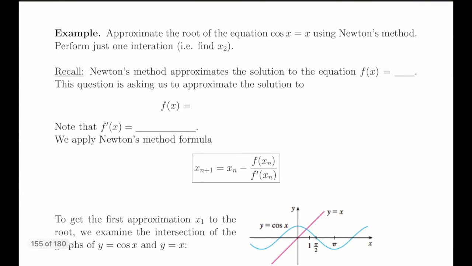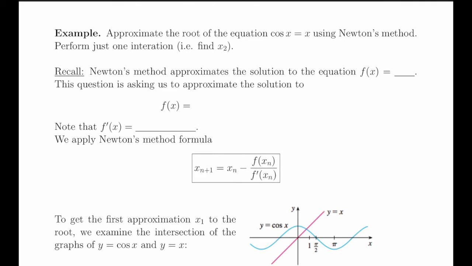All right, let's try another one. Approximate the root of this equation, cosine x is x, using Newton's method. This is not easy to solve, but we can use Newton's method to approximate the solution. This one is asking you to just do one iteration, meaning just find x2. And it is not telling you what to use for x1, so you have to make an educated guess for that.